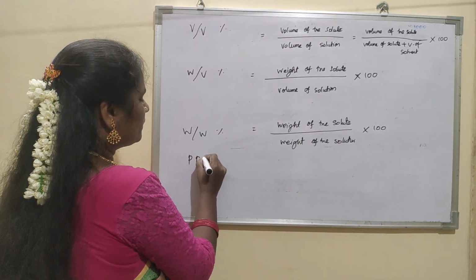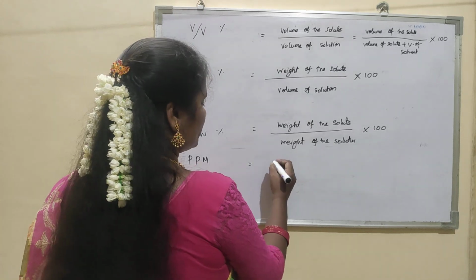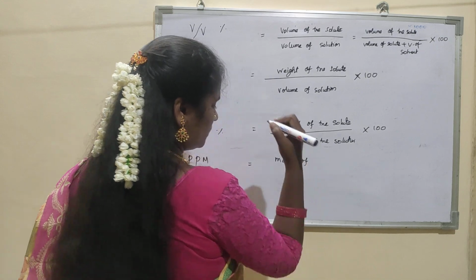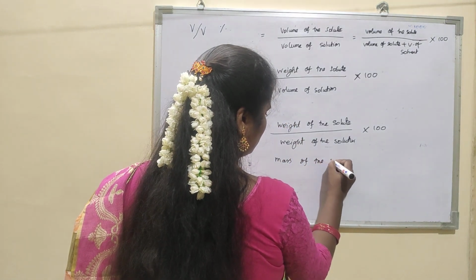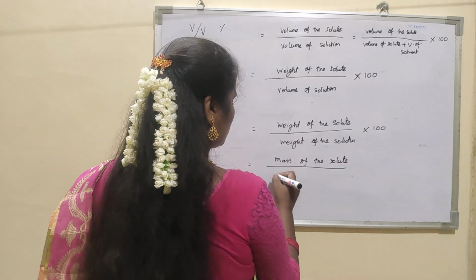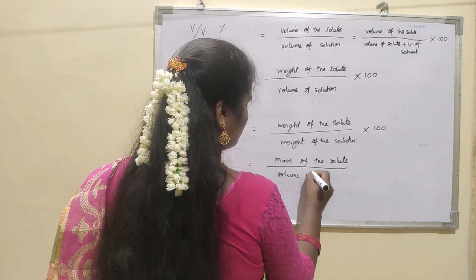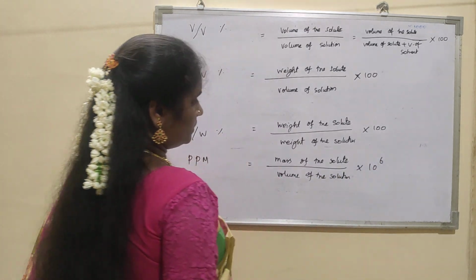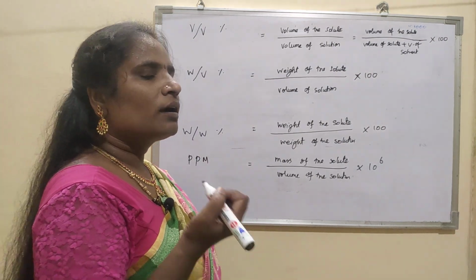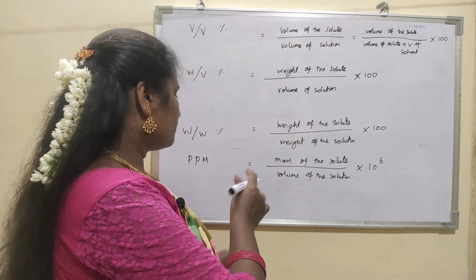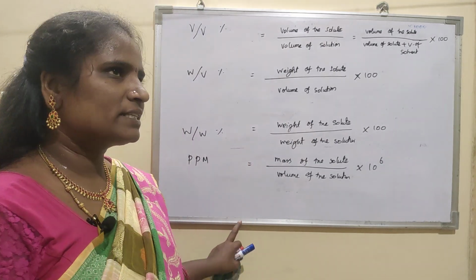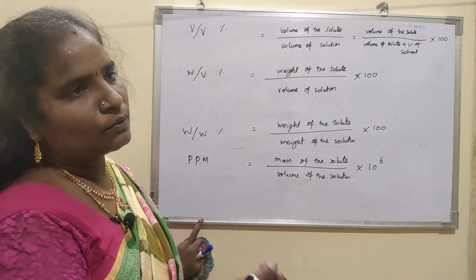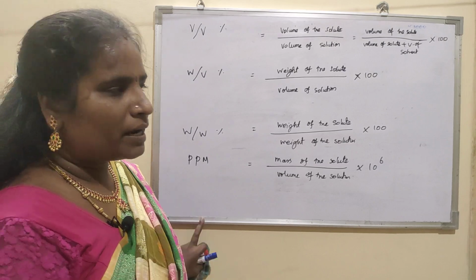Finally what we have is the ppm. ppm is mass of solute divided by volume of the solution into 10 to the power 6. So this is like 1 part in a million, 1 part per million. For example, if I take 1 milligram of the solute in 1 liter, we call it parts per million.